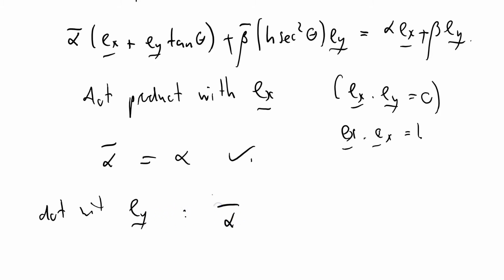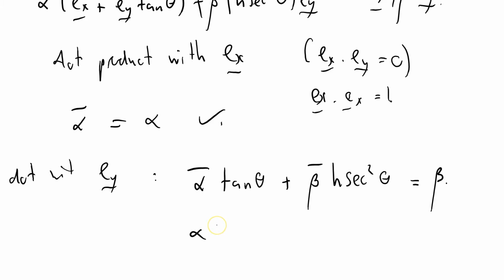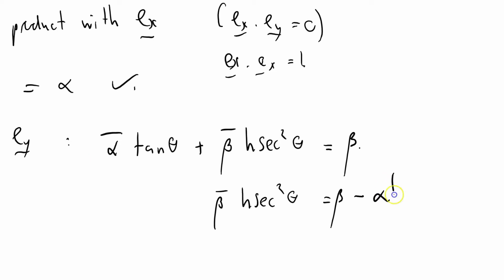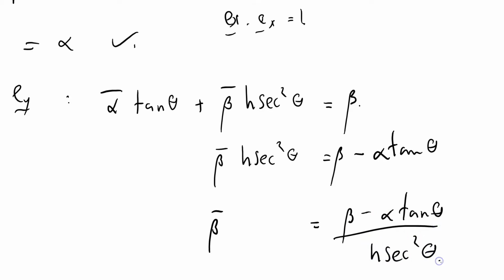What do I get? I get alpha bar times tan theta plus beta bar times h sec squared theta equals beta. But I know that alpha bar equals alpha. So I've got beta bar h sec squared theta equals beta minus, take this over to the other side, substitute for alpha tan theta. So I've got beta bar equals beta minus alpha tan theta over h sec squared theta.